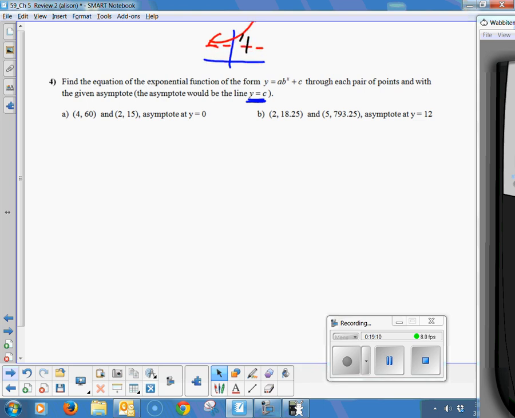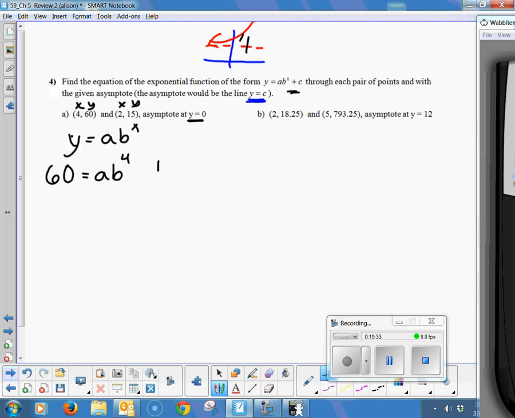It could be shifted up. Or x-axis, so that's easy. So we just have this equation, y equals a times b to the x. So we've got an x and a y there, an x and a y there. Let's plug them in and go. 60 has to equal a times b to the 4th. And 15 has to equal a times b squared. And what I always do is take one of them. I usually take the smaller x.